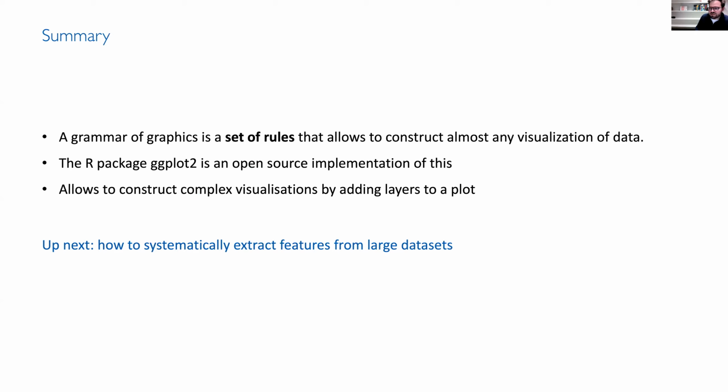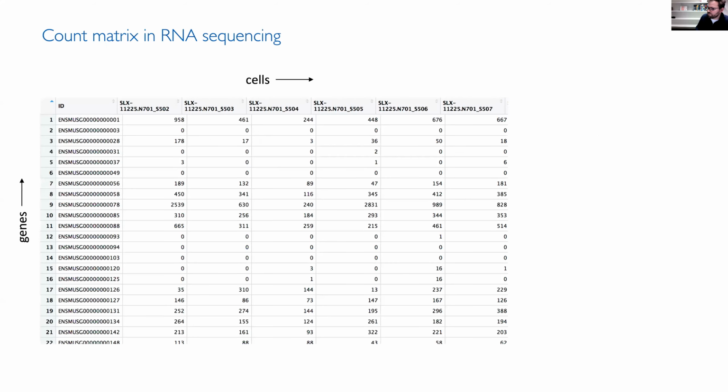And for this, we'll just go through the code of a real data science project. This is a project that Fabian actually did while he was in the group. And the starting point of this project is a so-called sequencing experiment.